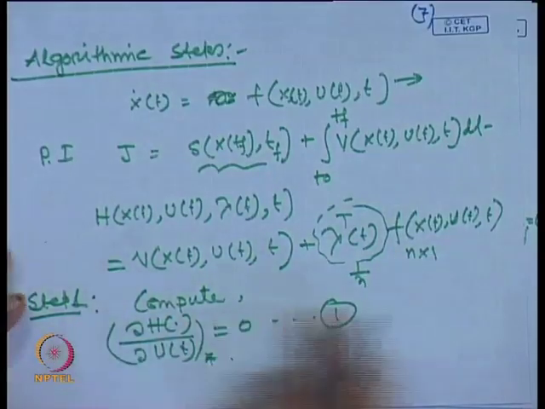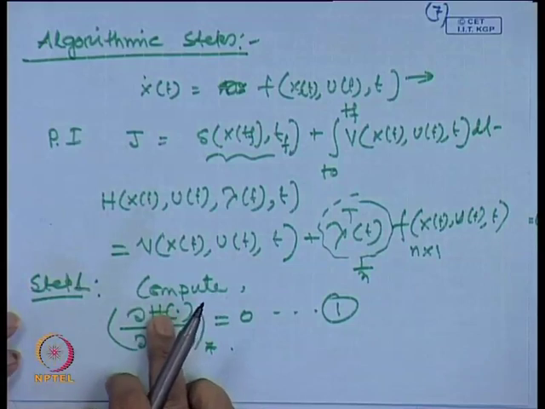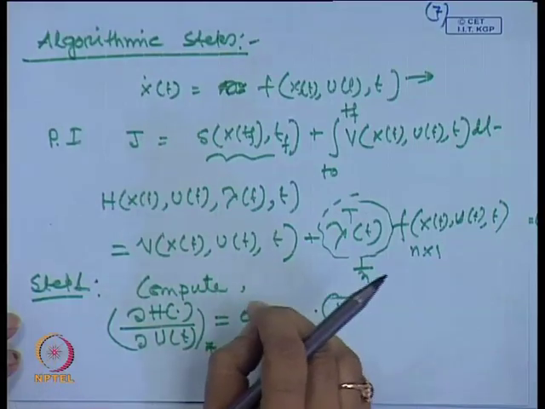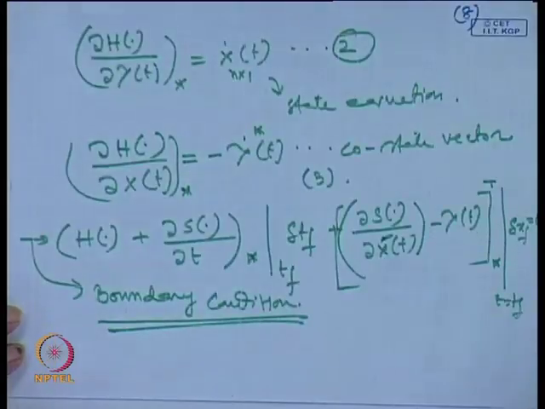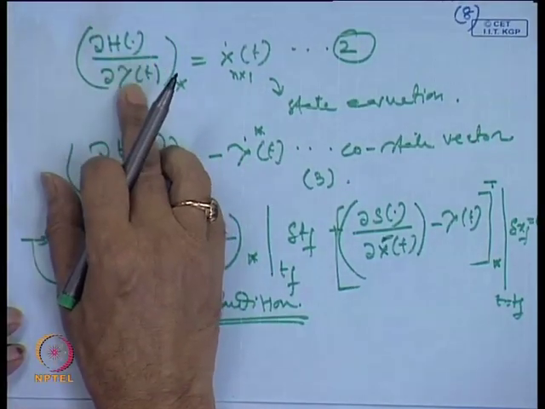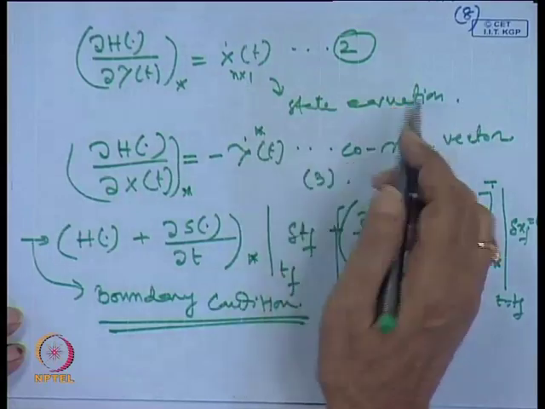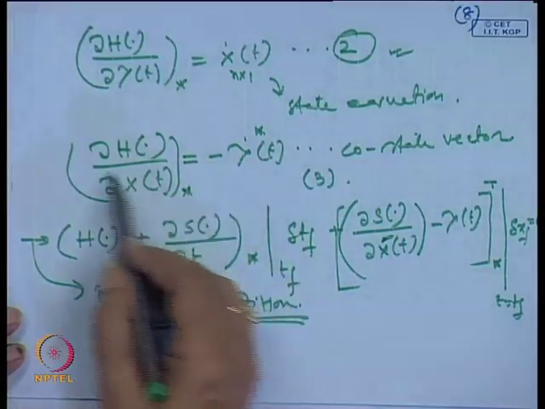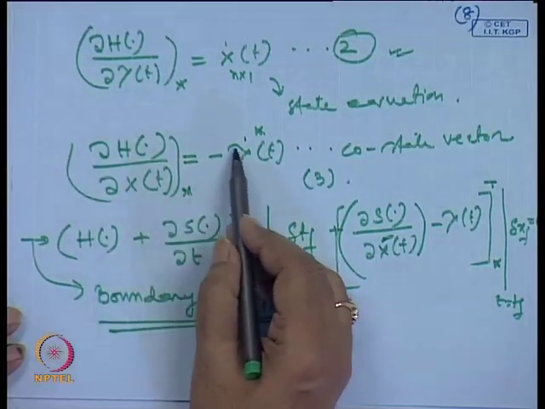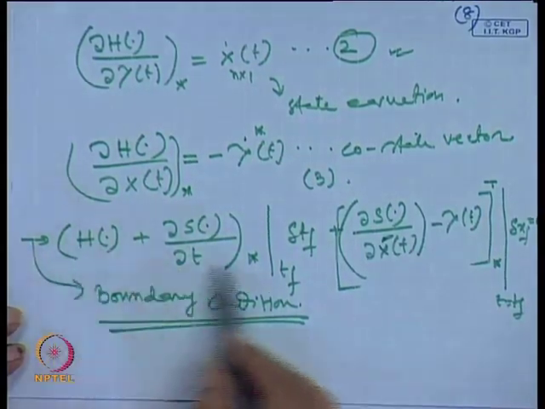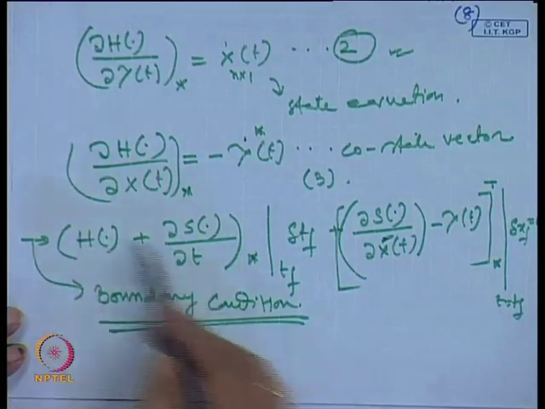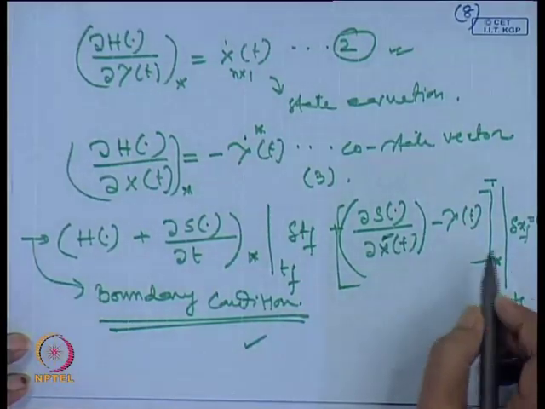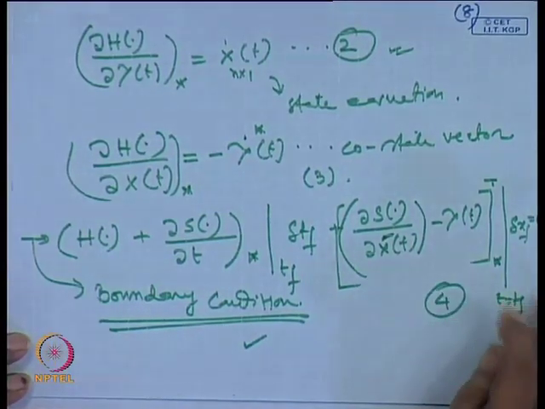Once you find the Hamiltonian function, differentiate, partial differential of H with respect to u, because H is a function of x(t), u(t), lambda(t) and t. Next, differentiate H with respect to lambda(t), that will be x dot of t. Next, differentiating with respect to x(t) will give lambda dot of t. This will give you the boundary condition, and these are the 4 equations you have to solve simultaneously.